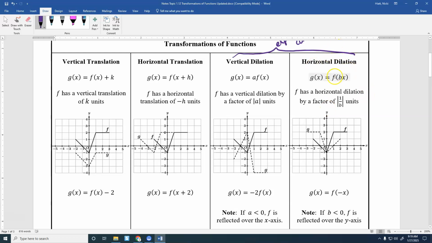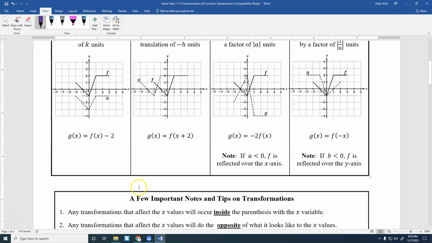For the horizontal dilation, if you have a number multiplied on the inside, you're going to have a horizontal dilation by a factor of 1 over b units. So again, everything on the inside of the parentheses is horizontal, and it behaves in the opposite manner that you think it should. So if you put a number in here like 3, it's not going to dilate by a factor of 3, but a factor of 1/3. So you can see this example here. He just did the negative x, and he put a note that if b is less than 0, f is reflected over the y-axis. So when you put a negative on the inside of the parentheses, it reflects the graph over the y-axis. There's actually not a dilation there, just reflection in that example.